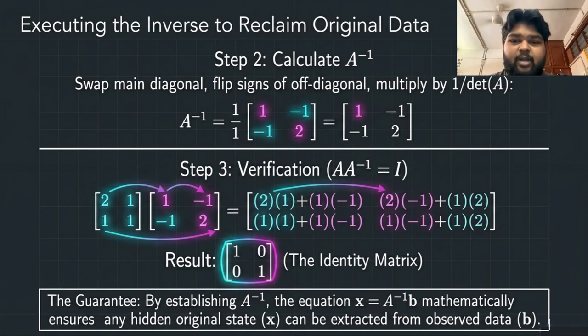After confirming that the matrix is invertible, we calculate its inverse. For a 2 by 2 matrix, we swap the values on the main diagonal, change the signs of the off-diagonal elements, and divide everything by the determinant. So the inverse is [1, -1; -1, 2].